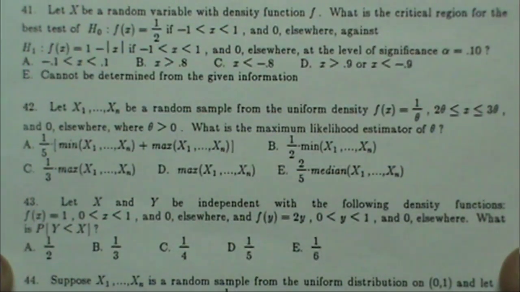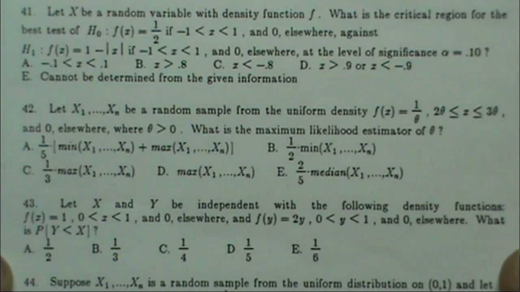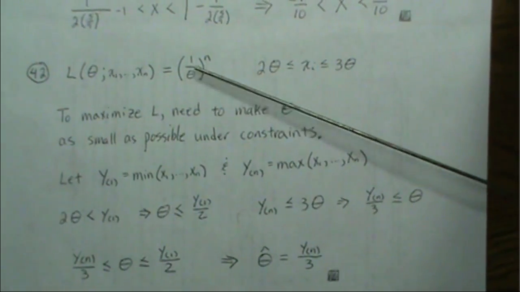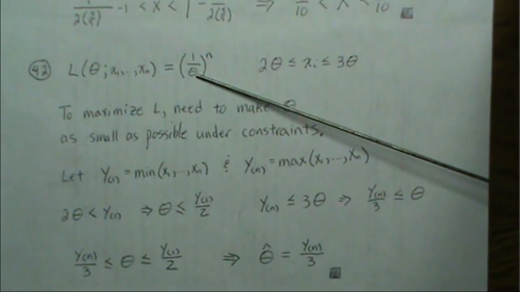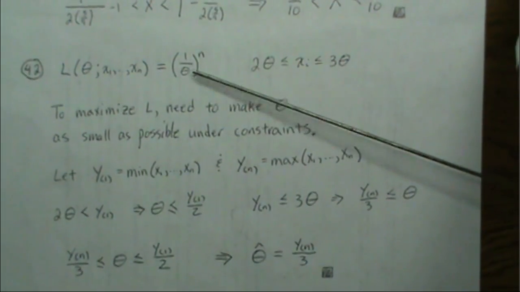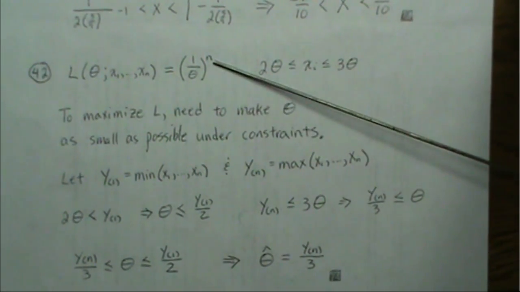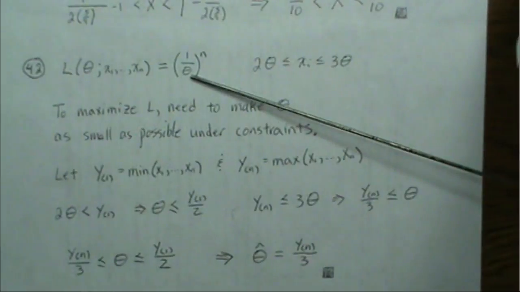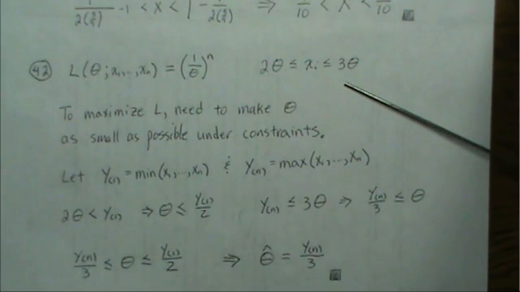Number 42, let x1 through xn be a random sample from the uniform density f of x equal to 1/θ, where x is between 2θ and 3θ and 0 elsewhere, where theta is positive. What is the maximum likelihood estimator of theta? We want to maximize this function to find the maximum likelihood estimator of theta. So if we think about this value here, how can we make this bigger and bigger? N is a fixed constant, so to make this as big as possible, we want to make theta as small as possible, given these constraints.